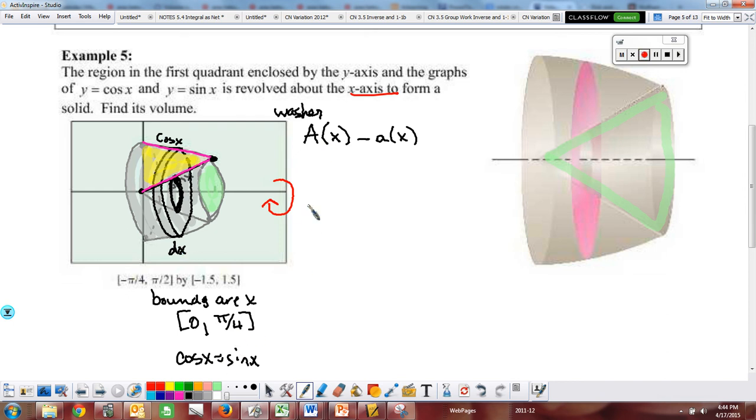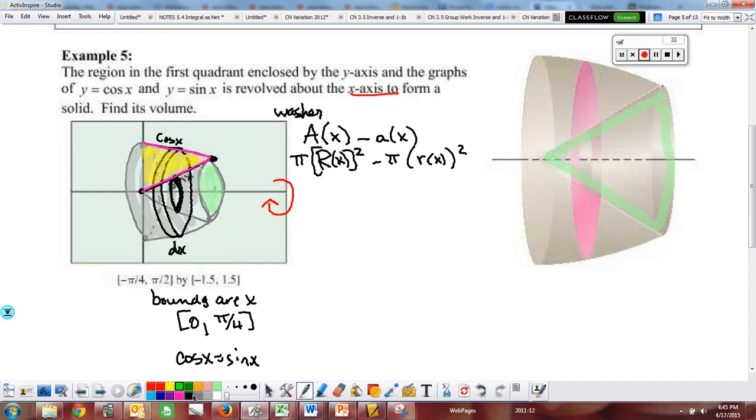I need to get my radii. I know that I'm going to have pi times the big radius squared minus pi times the little radius squared, and that those radii have to be in terms of x.